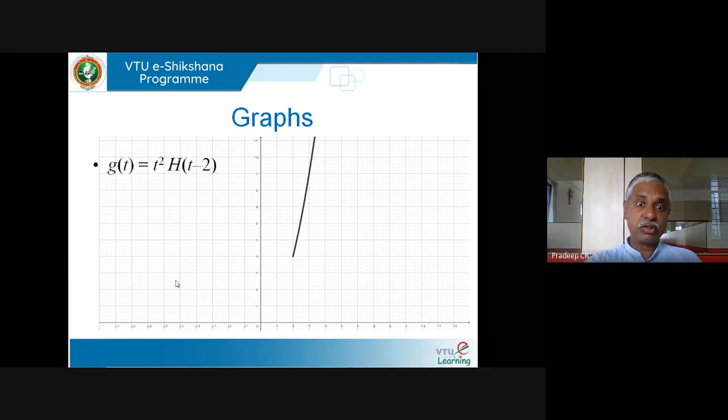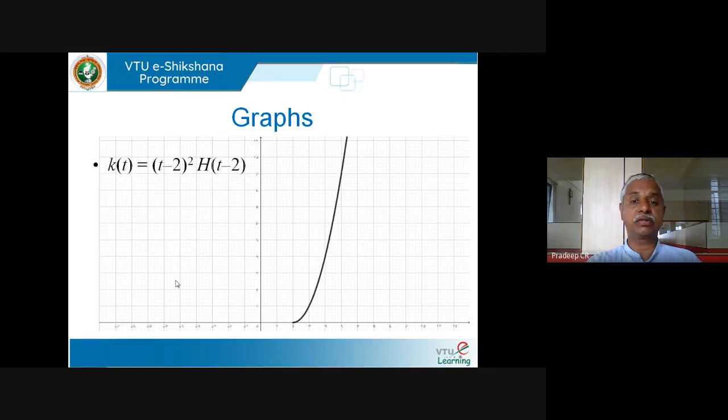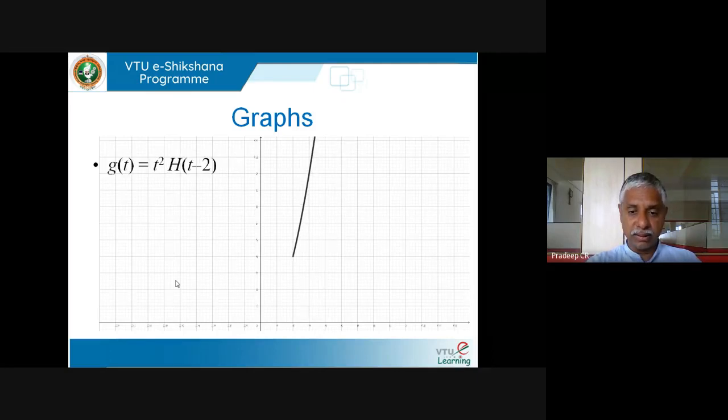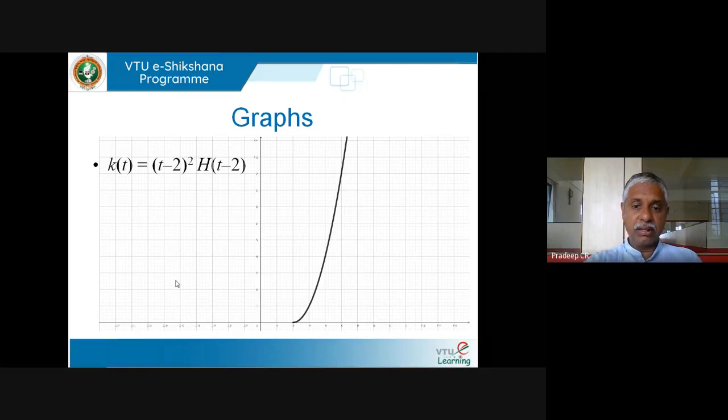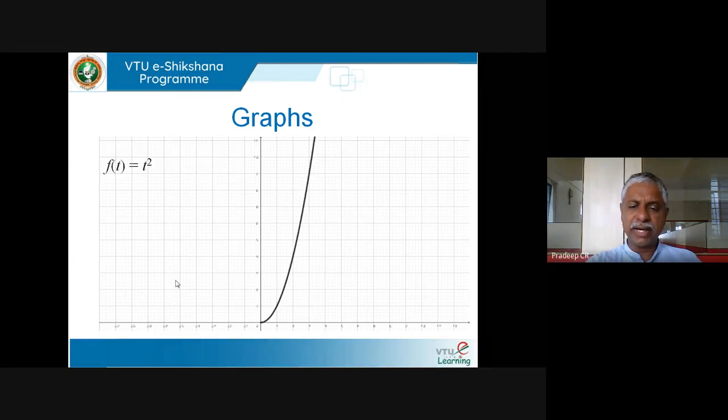Now, what is (t minus 2) whole squared into H(t minus 2)? That is my K(t). How do I get this? Up to t equal to 2, this is also 0. After t equal to 2, it is (t minus 2) whole squared. That means whatever I had here, I bring down by 2, like what you did in the previous case. Or a better idea is to think of this as t squared, which I'm pushing to the right by 2. I'm delaying the signal by 2 seconds. Same signal, I'll give it after 2 seconds. This is what is K(t).